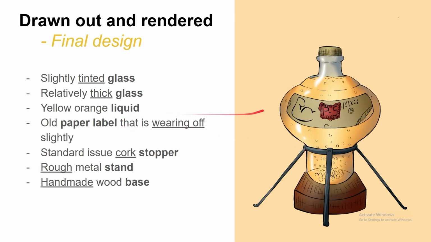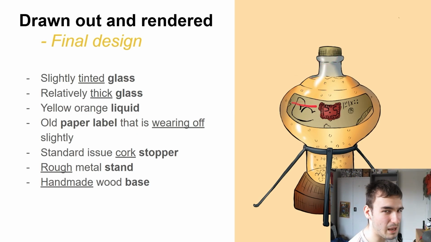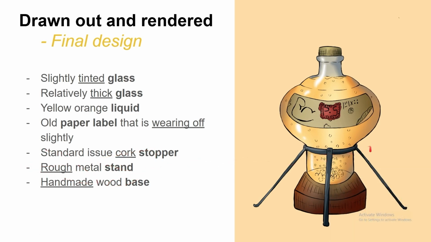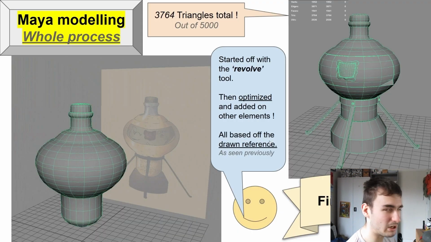The glass is supposed to be relatively thick, so there are some thicker areas which you can see in the mood board. Its metal stand is not very polished, not very clean, it's just rough hammered metal. That's basically the idea which I was going for.